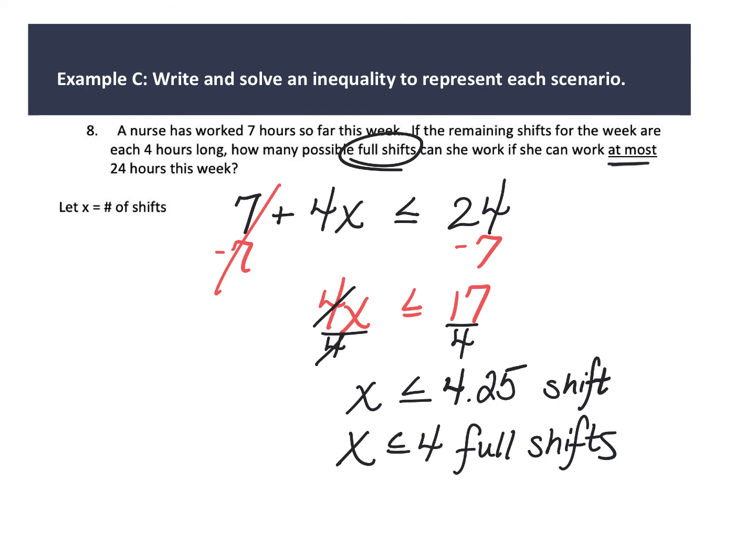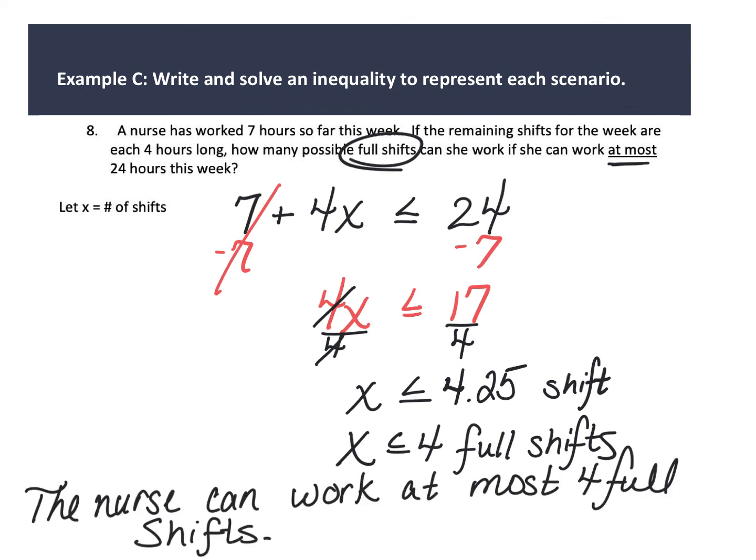And then lastly, I'll express that in sentence form. So again, I use this phrase, the nurse can work at most 4 full shifts, and that would imply she could work 3, 2, 1, or 0. It's your turn to practice. Please reach out if you have any questions.